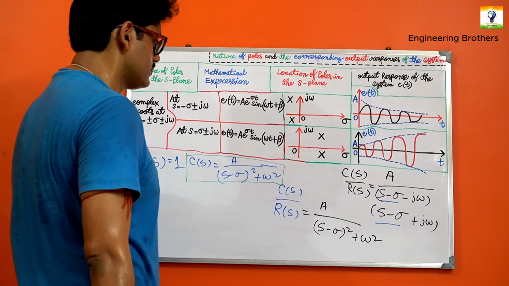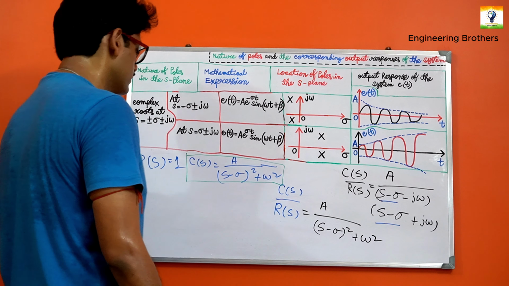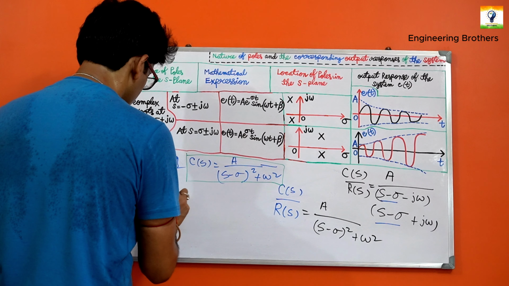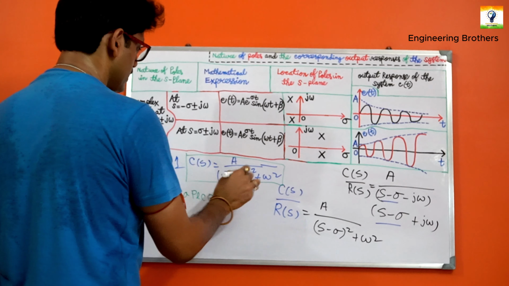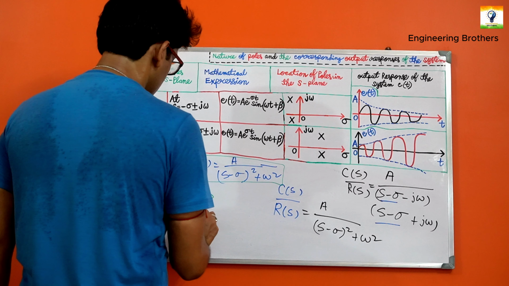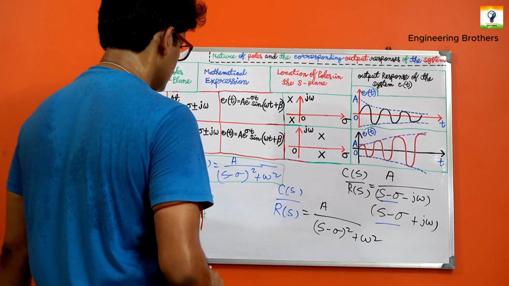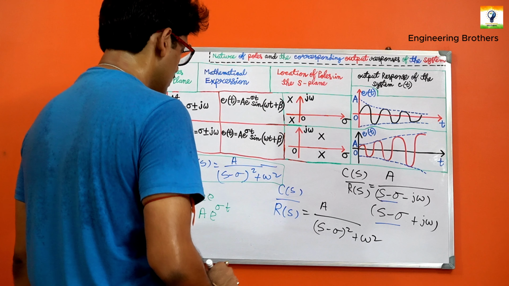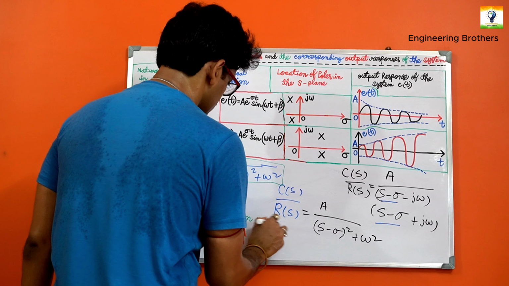Now at the last stage, if we apply the inverse Laplace on this given equation, we will get back to the time domain equation, which is C(t). The C(t) will quite naturally be A, and the formulation is A times e to the power sigma t of sine of omega t.